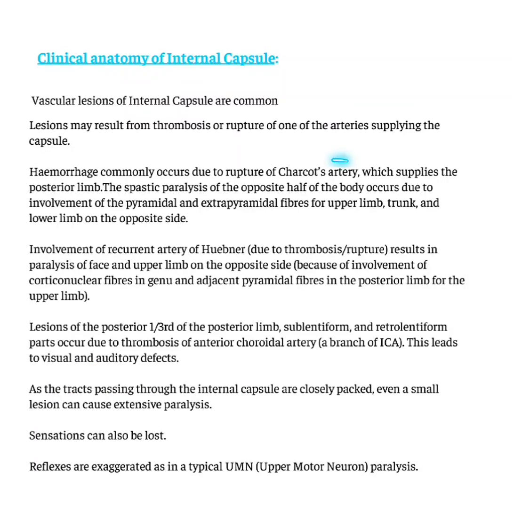When Charcot's artery is involved, it affects the posterior limb, hence it leads to spastic paralysis of the opposite half of the body due to involvement of pyramidal and extrapyramidal fibers for the upper limb, trunk and lower limb on the opposite side. When the recurrent artery of Huebner is involved, it causes paralysis of the face and upper limb muscles on the opposite side. When the anterior choroidal artery is involved, it leads to visual and auditory defects.